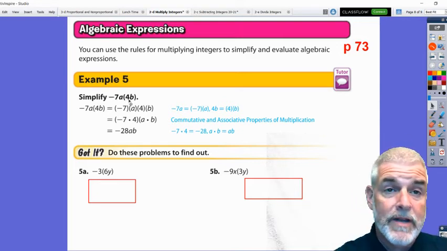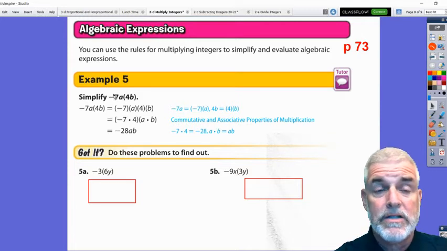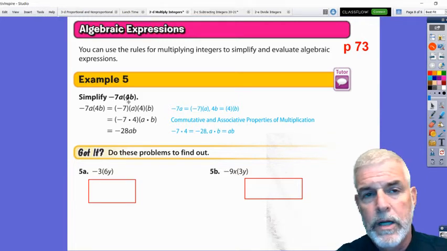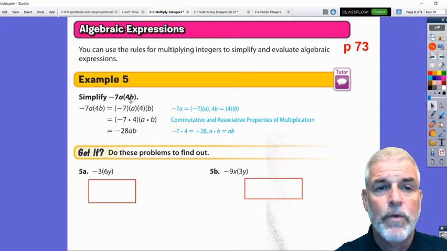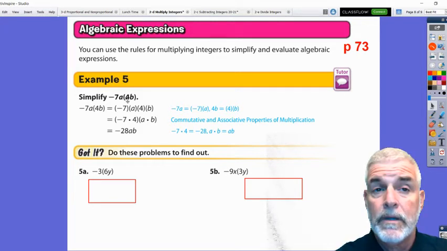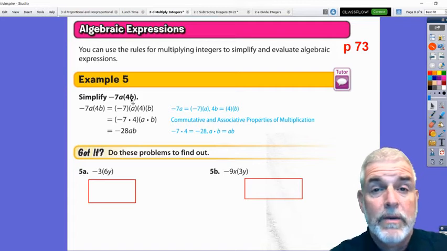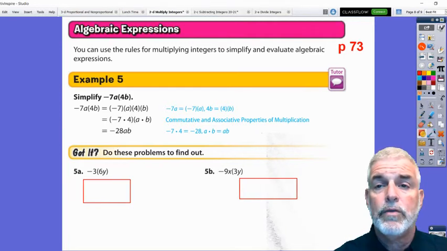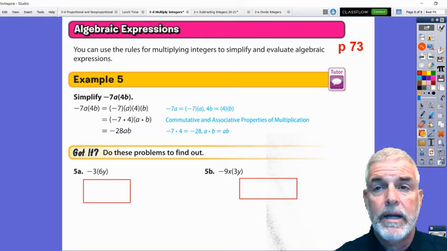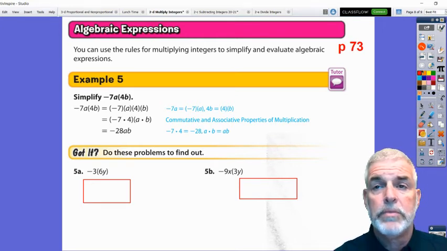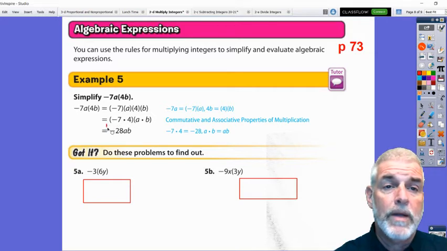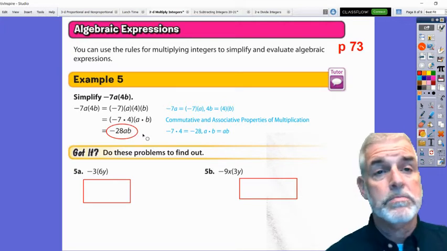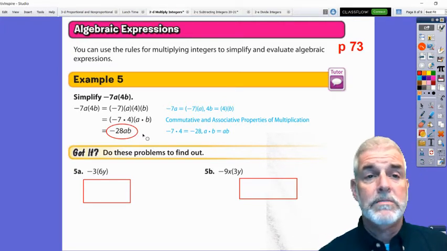So there's a -7 and a 4 here. And again, because it's all multiplication, you can put them in any order you want. So you can multiply -7 times 4 and get -28. The A and the B, you can't do anything with them. They just stay there. So your answer here, this is a simplified expression, -28AB. Again, don't put any multiplication signs in there. Don't need parentheses either when you're doing number times letter or letter times letter. You can just put them right next to each other. That always means multiplication.